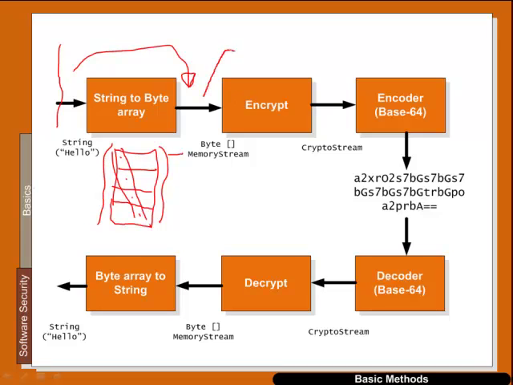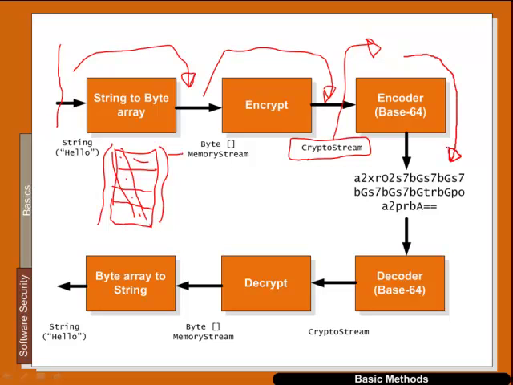From there we then encrypt from our byte array or memory stream into a crypto stream. It's this crypto stream that provides us with the encrypted bytes within memory. It's often difficult to transmit that in an email, or to edit it at all, or to view it. So we often convert it into a format which we can actually view.